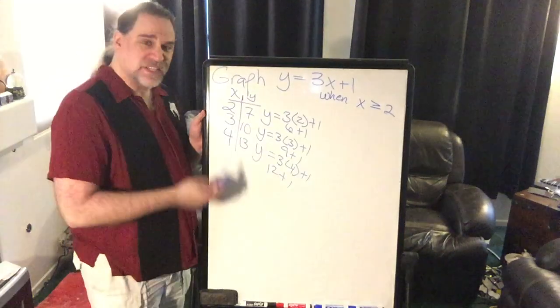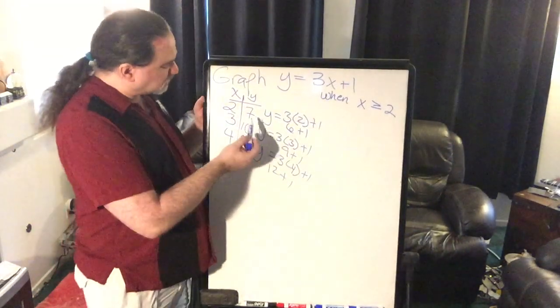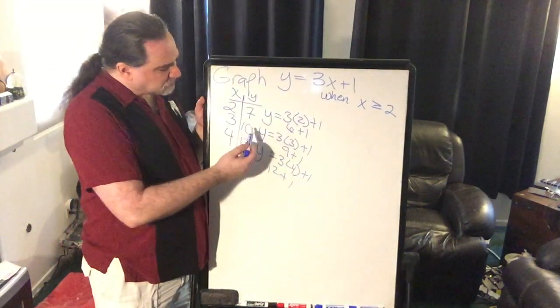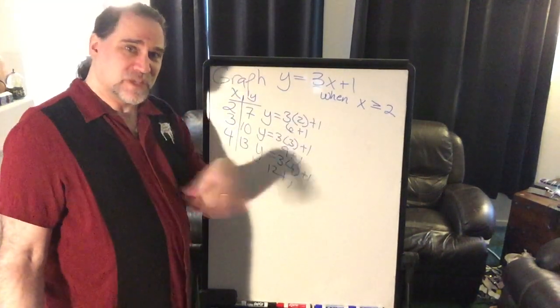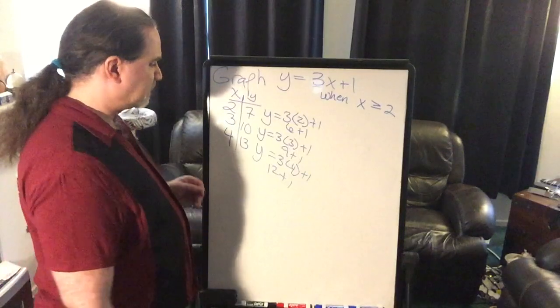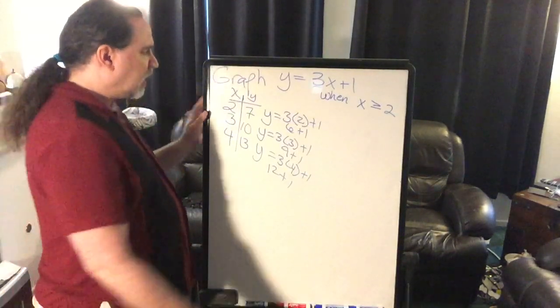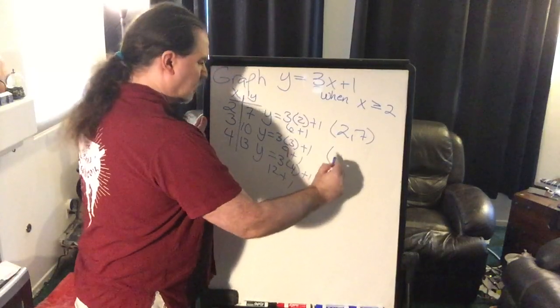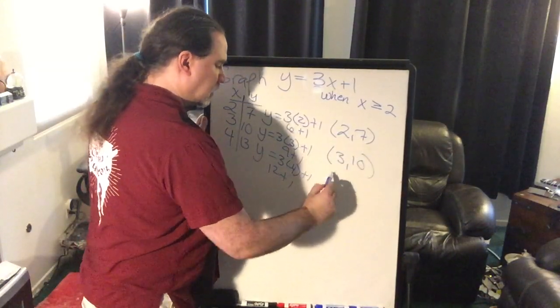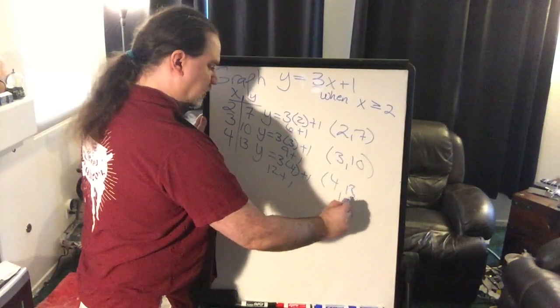And I hope that you can see the same pattern. I should have pointed it out on the last one, that as this is going up by 1, these are going up by 3, and that's a function of this right here, the slope. And again, we'll talk more about that in the next lesson. And now we've created our set of ordered pairs, (2, 7), (3, 10), and (4, 13).